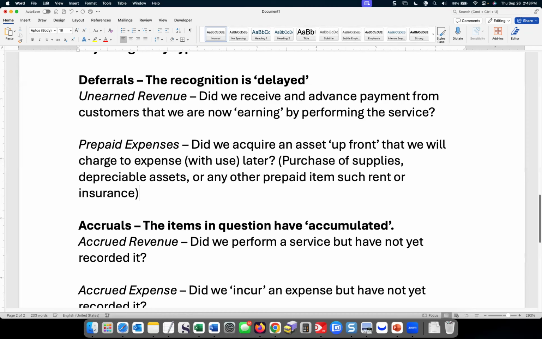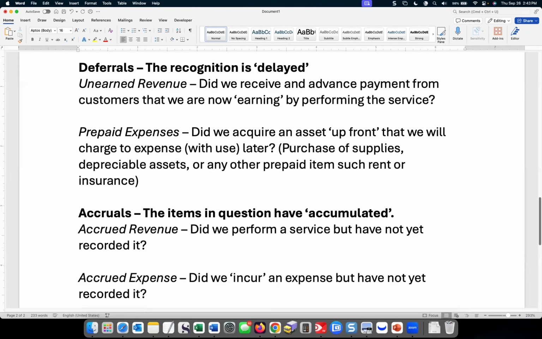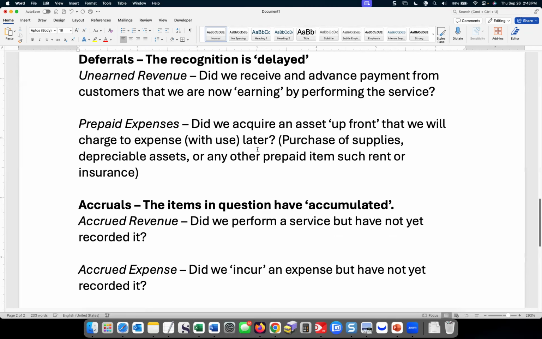So you could prepay for some things. Again, when you do that, they go on the books as an asset. And then as we use them up, we have to charge them to expense. Insurance and rent would be two things that we'll definitely look at. Now some accruals: what would be an accrued revenue? Just like unearned revenues, it's pretty self-explanatory. You did a job, you didn't book it, there's your accrued revenue.